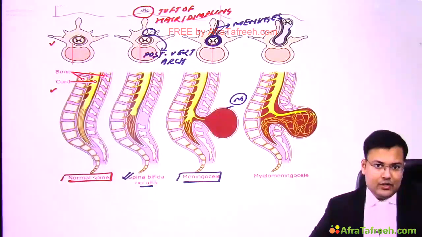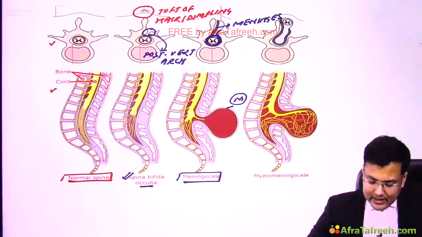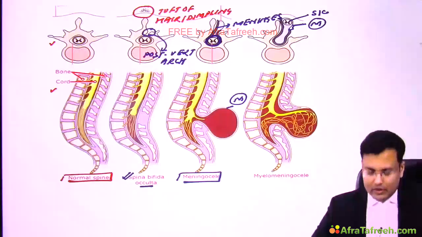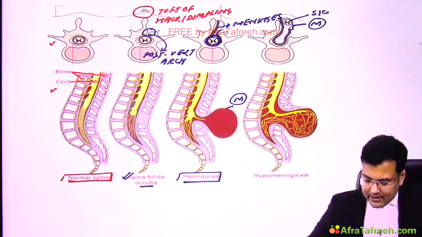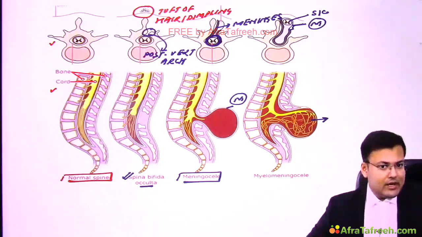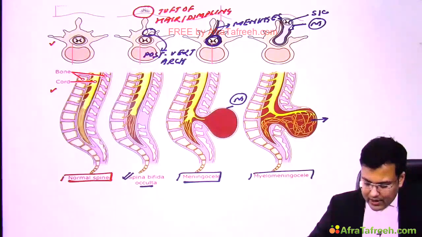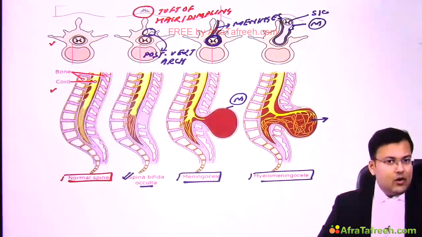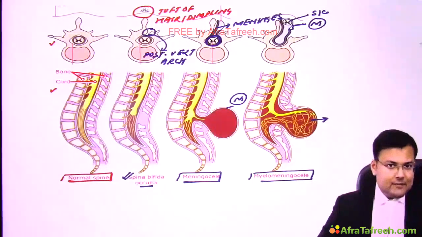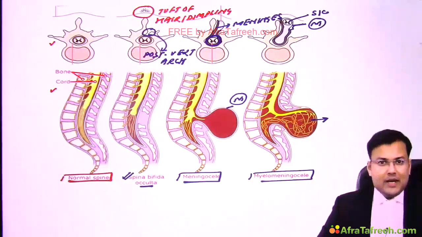So this is meningocele. And here you can see there is herniation of what? Meninges. Apart from that, there is herniation of spinal cord. So here you can notice there is defect, herniation of meninges and spinal cord. So this is myelomeningocele. Clear? One by one we are going to discuss. First we are going to discuss the meningocele.